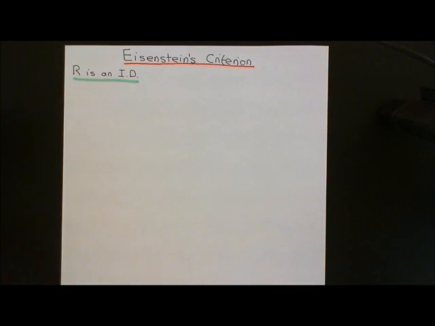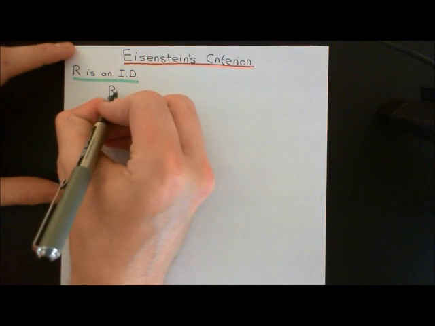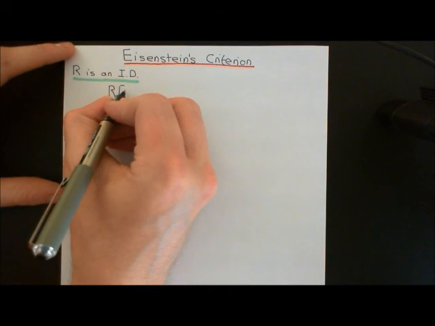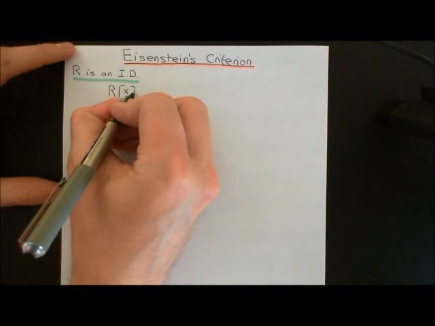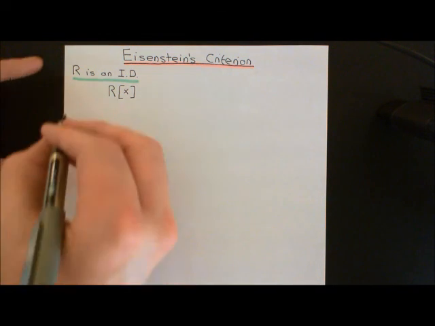What we're going to do is construct the ring of polynomials over that integral domain, R adjoin X. Now Eisenstein's criterion is going to give us a criterion for certain polynomials, not all polynomials. It can only be applied to certain polynomials in this ring of polynomials over the integral domain to be irreducible.